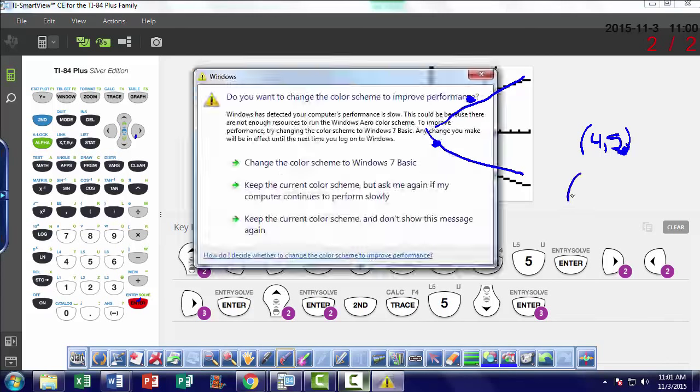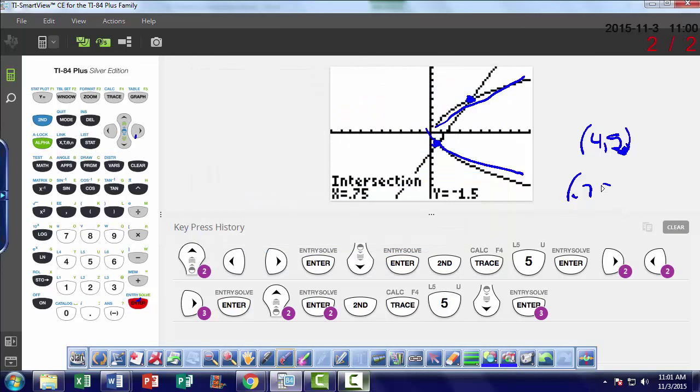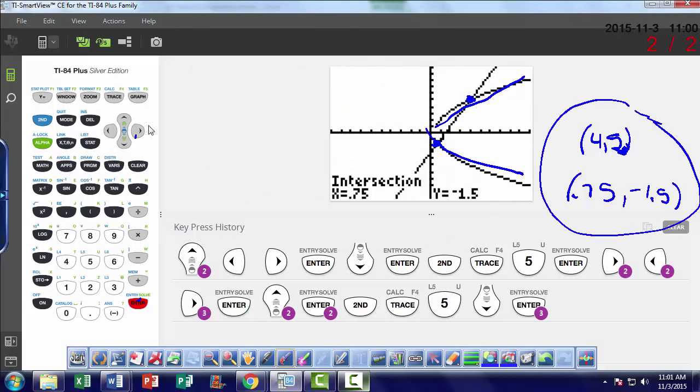And 0.75 and negative 1.5. There we go. Those are our two intersection points. Okay?